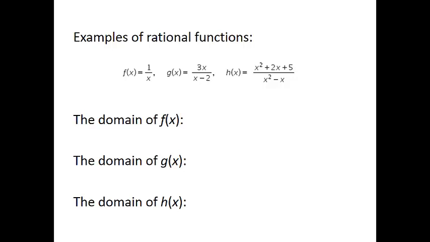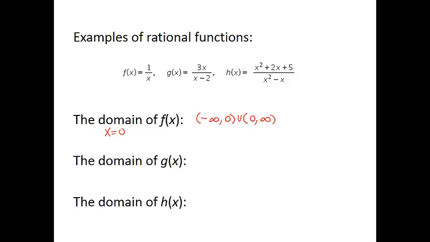The domain of f of x is all real numbers except for the values where the denominator is 0. The denominator is 0 at the value 0, so the domain is all real numbers excluding 0. We write that as negative infinity to 0 with a parentheses, union, parentheses, 0 to infinity.